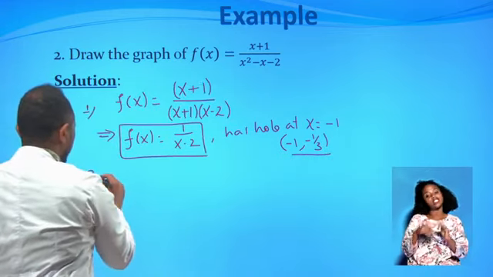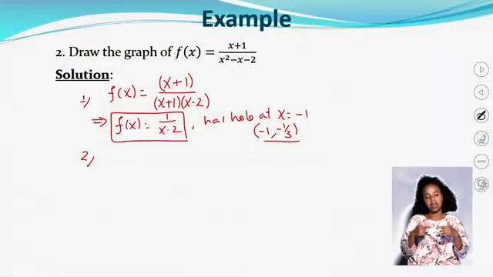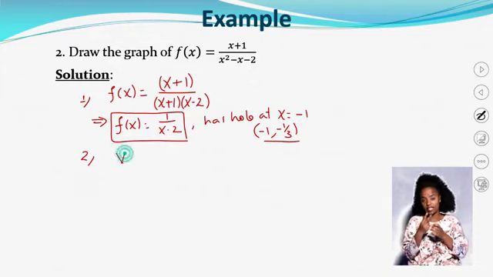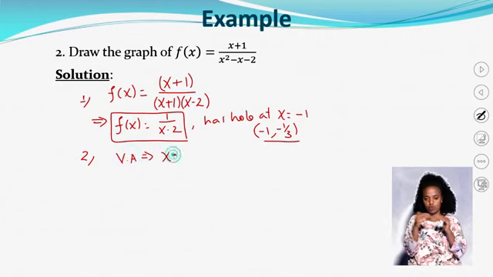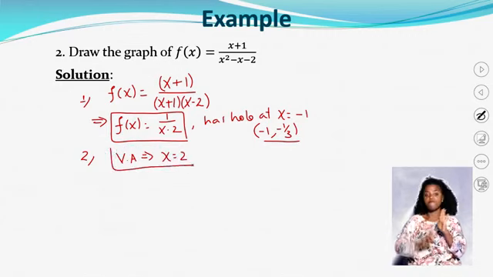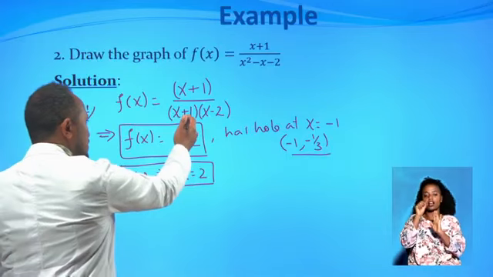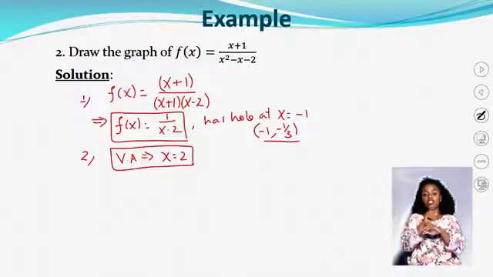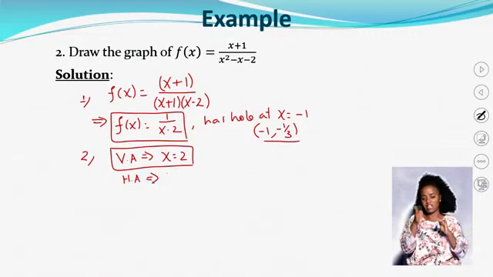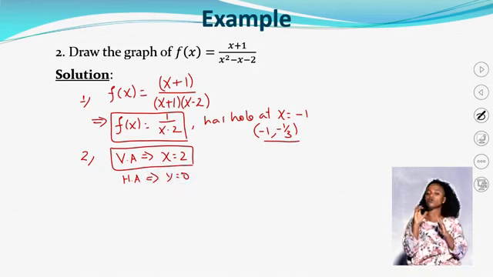Okay, this is the first one. Now next, let's determine the asymptotes. As you can see, the vertical asymptote for this expression is x equals 2. 2 makes the denominator 0, but not the numerator. So x equals 2 is the vertical asymptote. And the degree of the numerator is less than the degree of the denominator. Therefore, the horizontal asymptote is y equals 0.